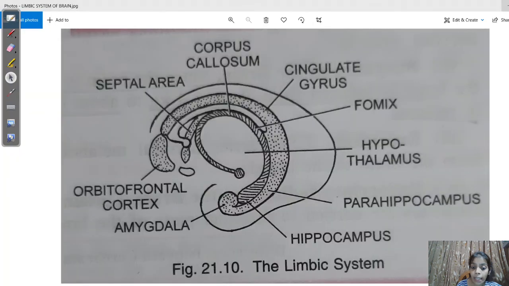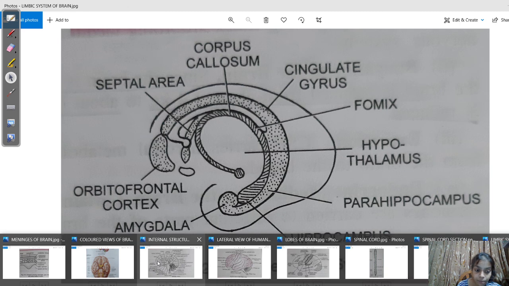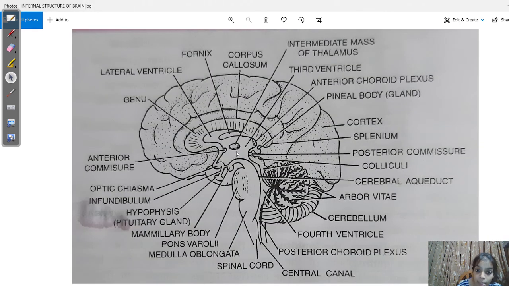So if I go back to the internal structure of brain, that picture, this part is basically diencephalon. Over here you see, I think it must be there. This part will be epithalamus. This one will be hypothalamus, this part, and in between there will be thalamus.